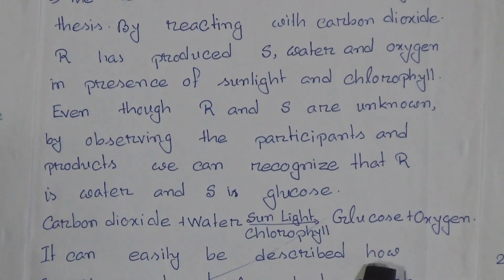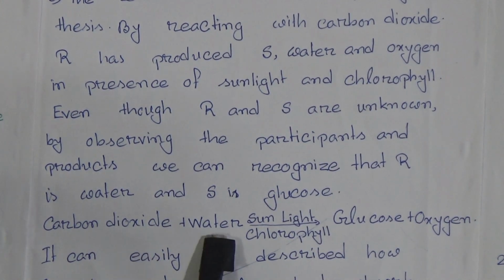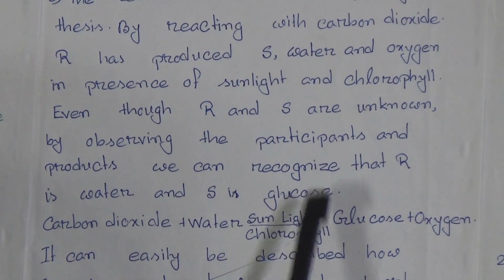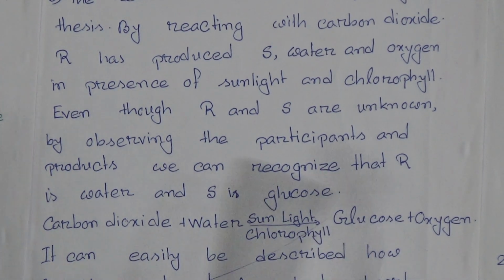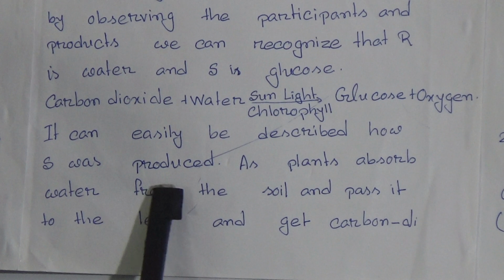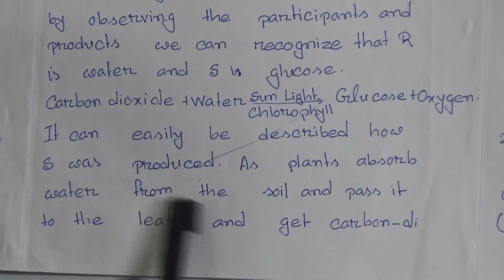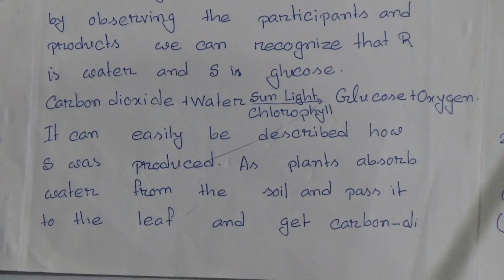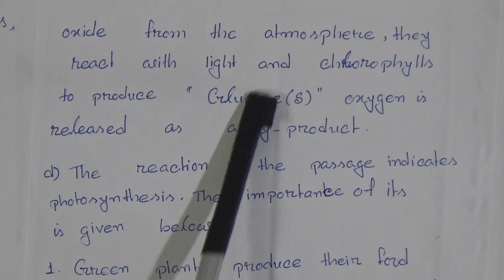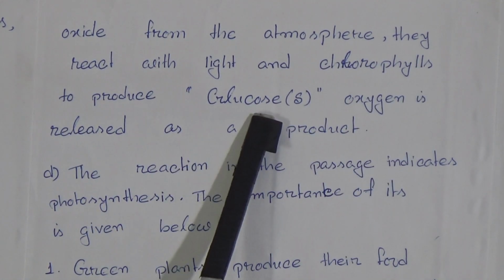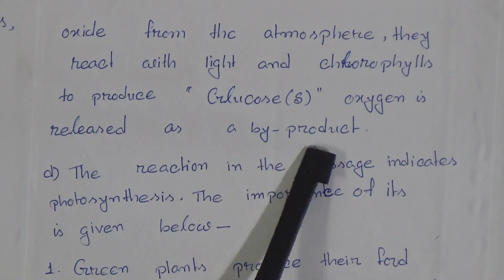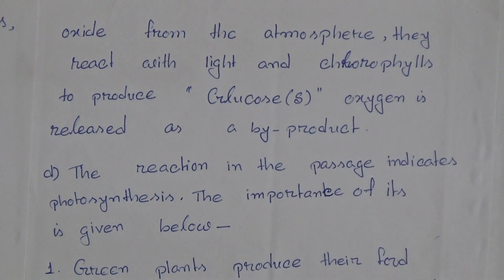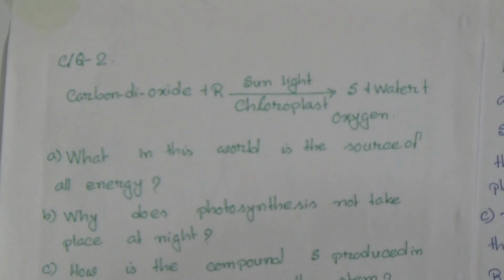So here is the reaction: carbon dioxide and water in the presence of sunlight and chlorophyll produce glucose and the byproduct oxygen. It can easily be described how S was produced. As plants absorb water from the soil and pass it to the leaf and get carbon dioxide from the atmosphere, they react with light and chlorophyll to produce glucose, S. Oxygen is released as a byproduct. So here is the photosynthesis process, and now you can understand how glucose is produced.